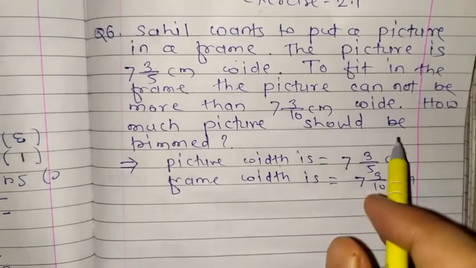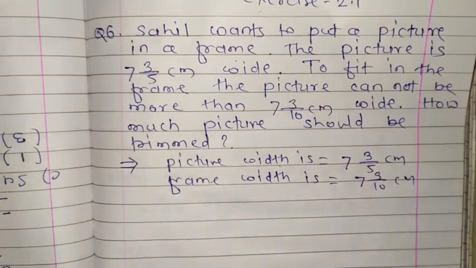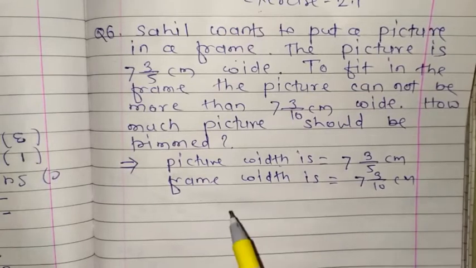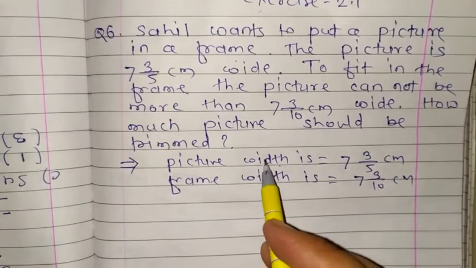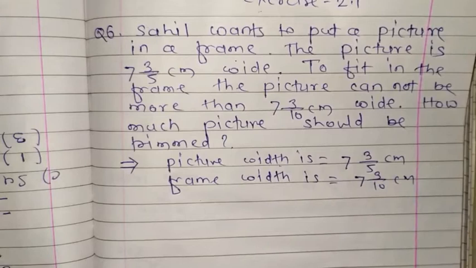And how much should the picture be trimmed? Trim means cutting the outer portion so that the picture will be placed properly in the frame. For calculating this, we have to subtract the values. You have to use subtraction: larger value minus the smaller value. Whatever answer we get, that much picture should be trimmed.